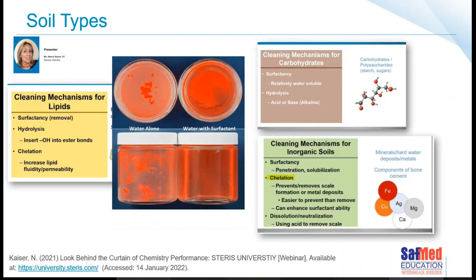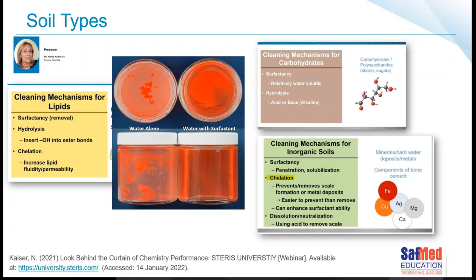What about our other substrates? So Nancy went on to describe in more complex detail how we break down fats and how we break down carbohydrates. Fats, of course, as you know, are not water soluble, and you definitely need surfactants for that process. You need surfactants, you need some form of hydrolysis to break down the bonds, and then you need chelation. And chelation increases the fluid permeability on the lipids, makes it easier to actually penetrate those type of soils.